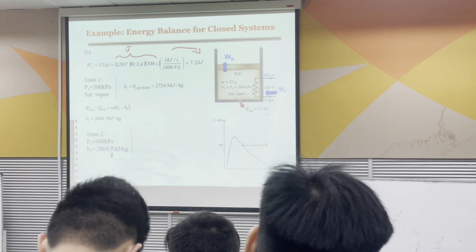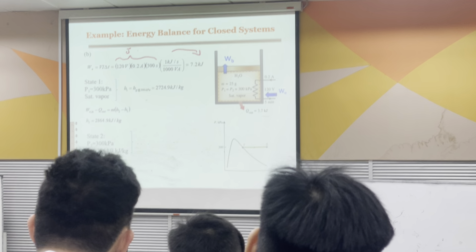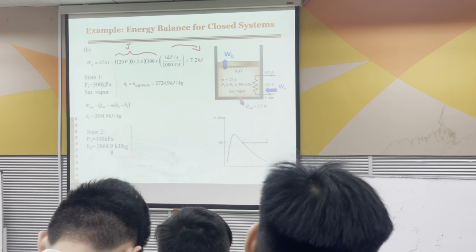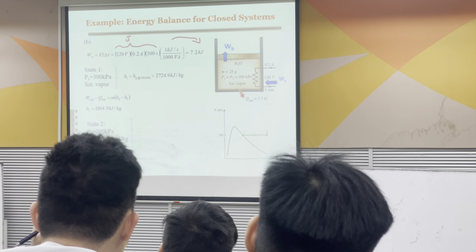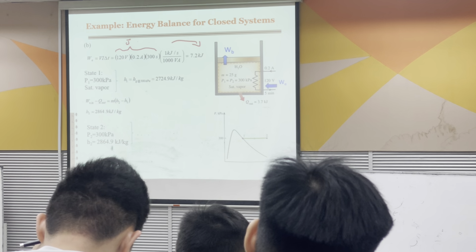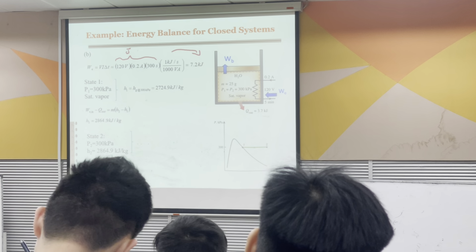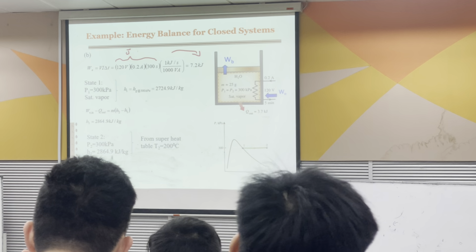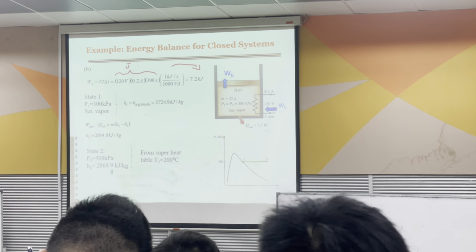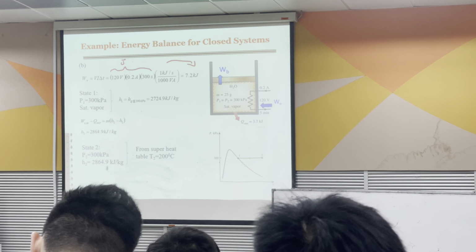So from here, we get the second information for state 2, which is H2. And now we know that P2 is 300 kilopascal. We can find from the superheater table that T2 is 200 degrees Celsius. I will show you in the next slide.